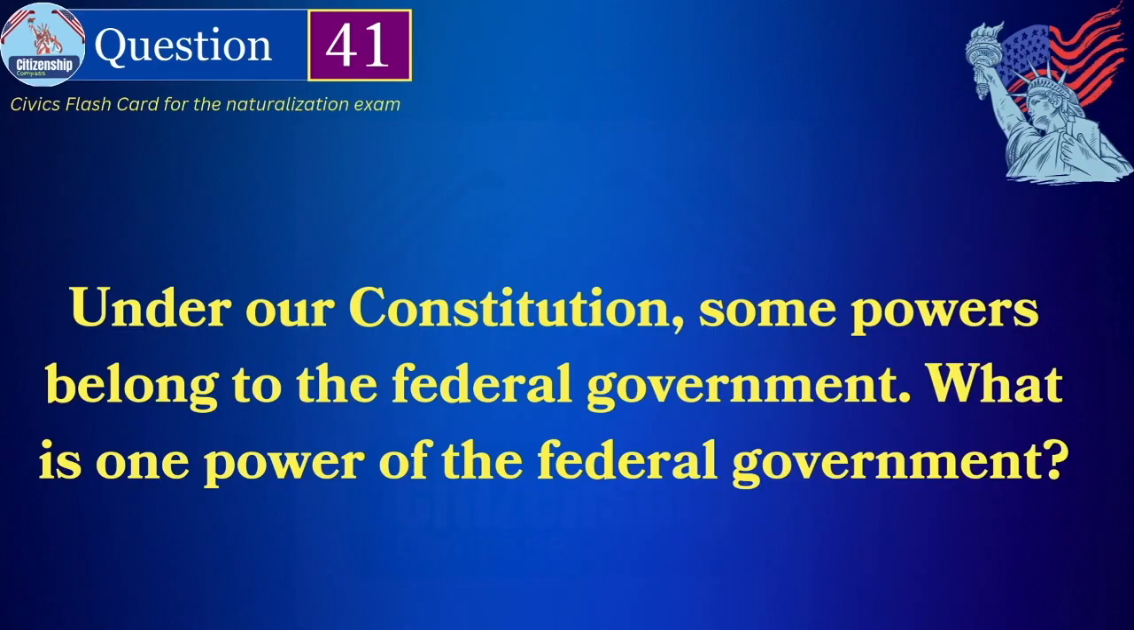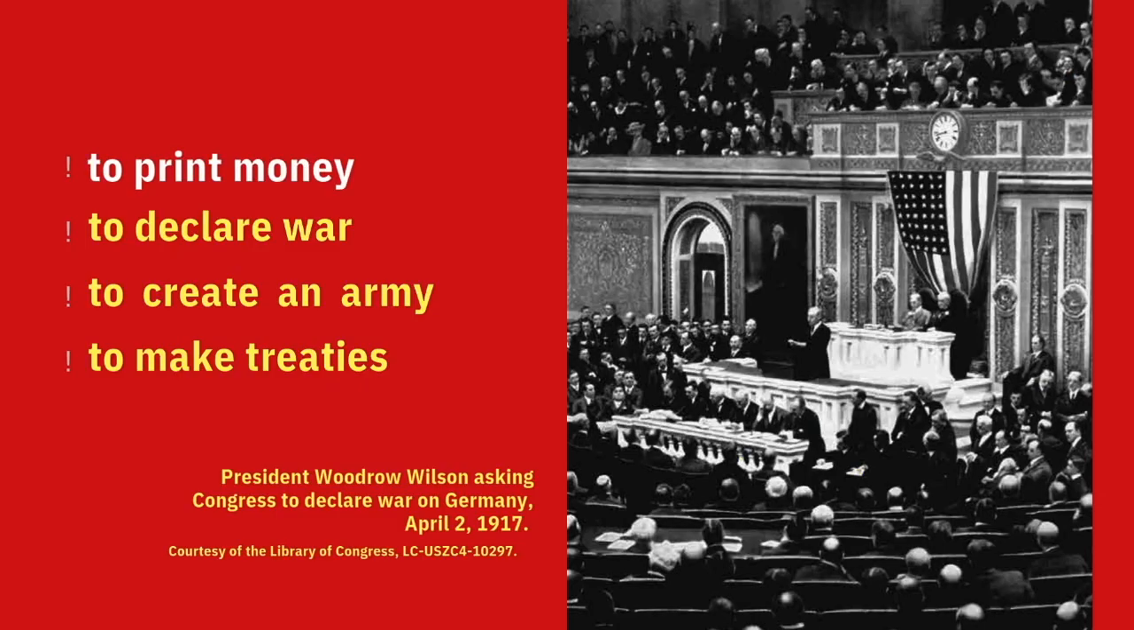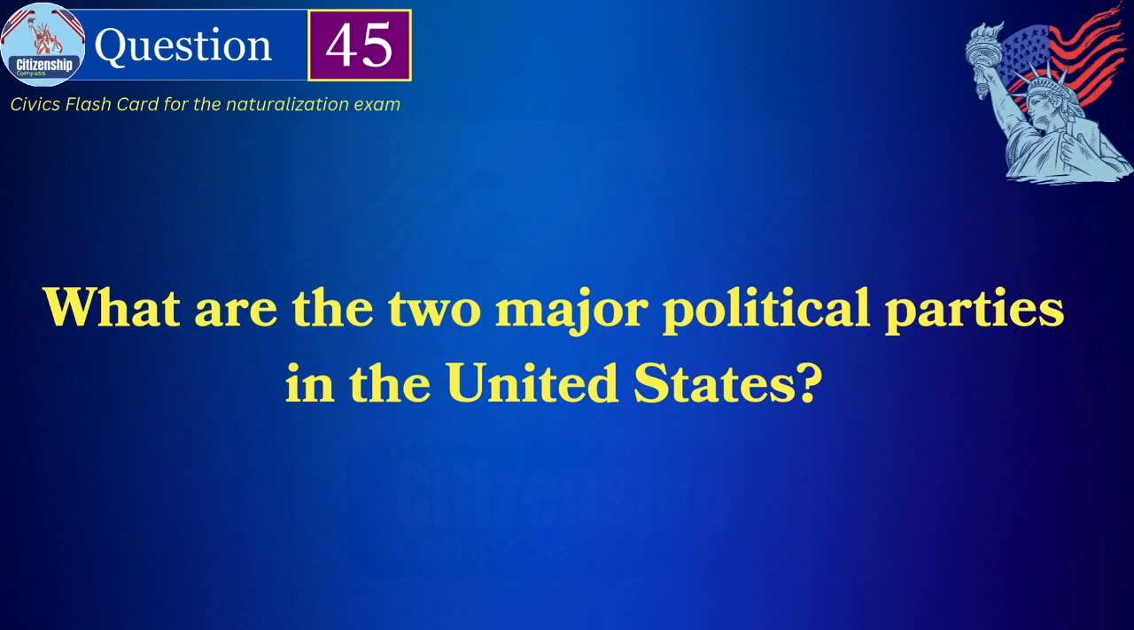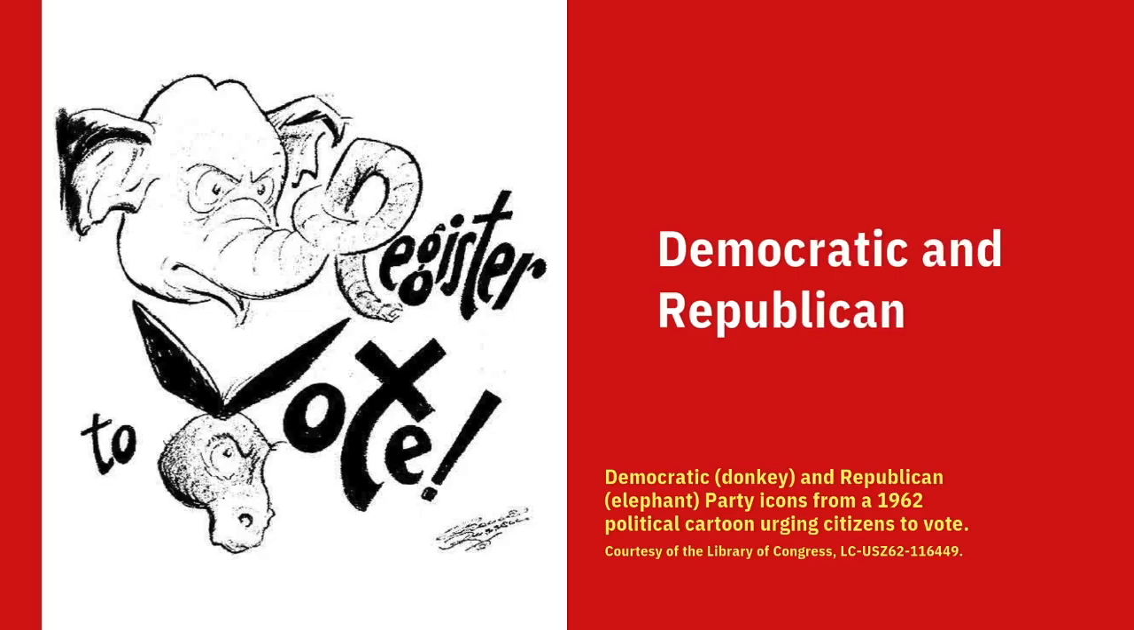Under our Constitution, some powers belong to the federal government. What is one power of the federal government? To print money. What are the two major political parties in the United States? Democratic and Republican.